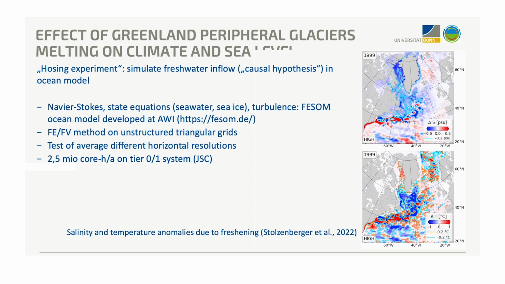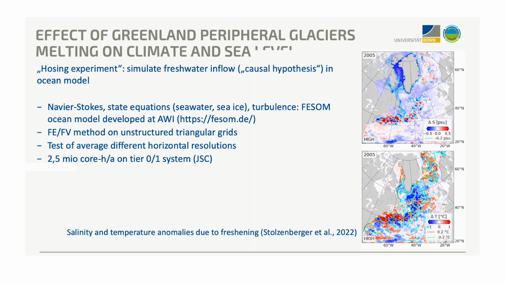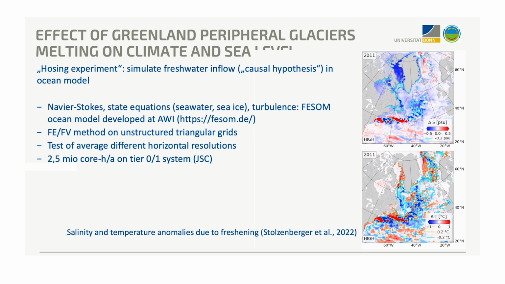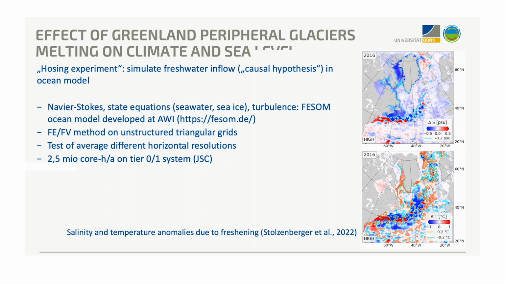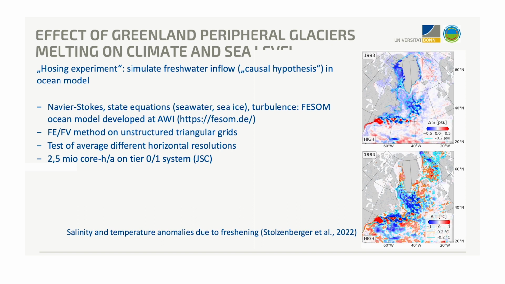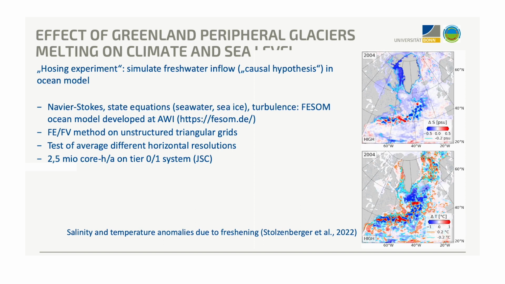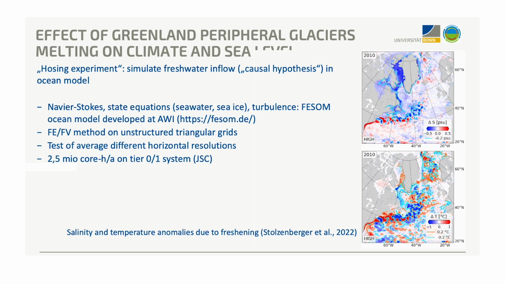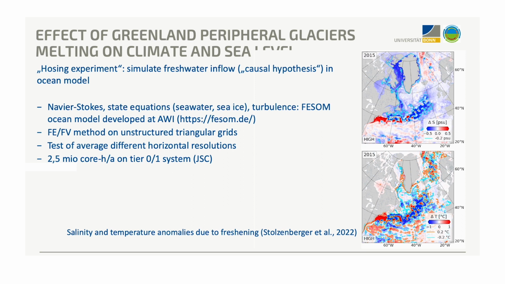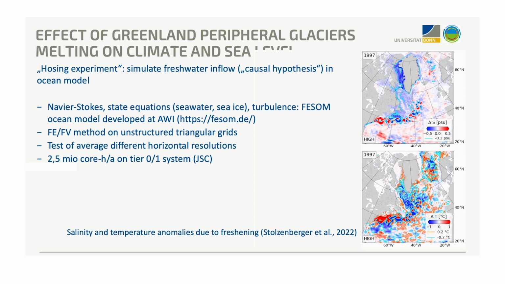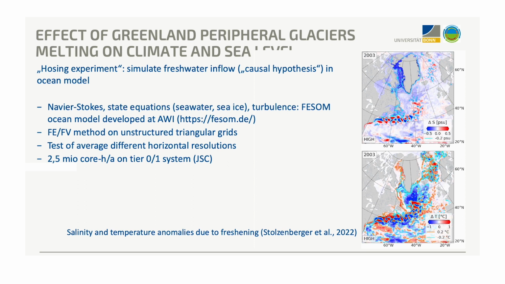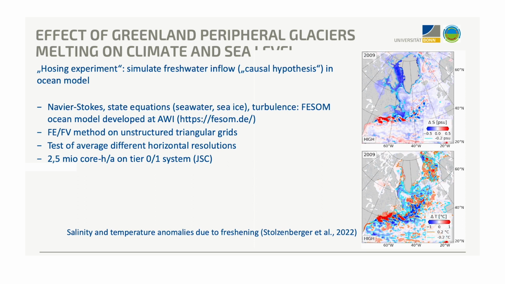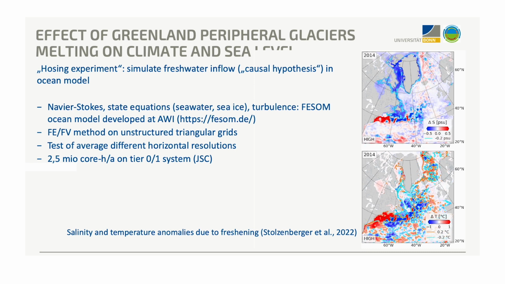Now, what we did is what's called a hosing experiment, where we simulated the freshwater inflow from the Greenland ice sheet over 50 years into the northern Atlantic. Our causal hypothesis is: is this effect visible in our observations of the North Atlantic, observations of sea level change, of temperature change, of density change? Now, for the mathematicians and physics people here, we have to solve the Navier-Stokes equations, we have to solve state equations, we use the finite element or finite volume method.